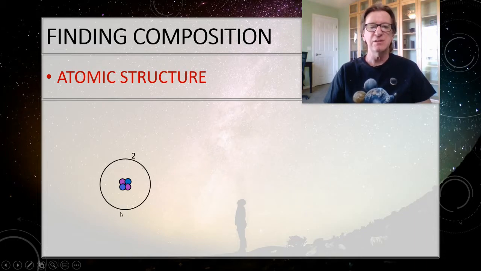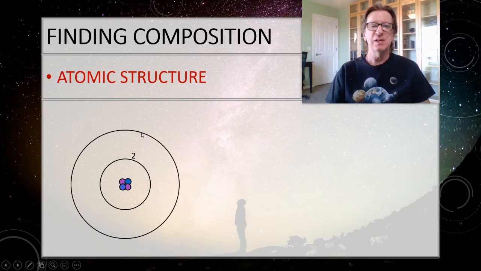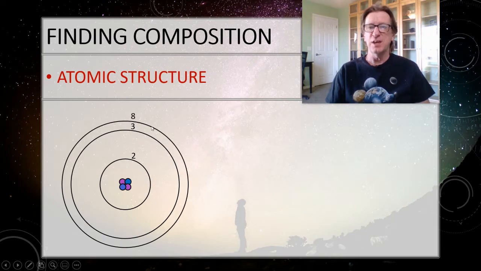So we're going to say that this energy level has an energy of 2. 2 what? Well, I don't know. 2 energy stuffs. So this has 2 energy stuffs. This next level, we're going to say has 3 energy stuffs. And this next level has an energy of 8 energy stuffs.